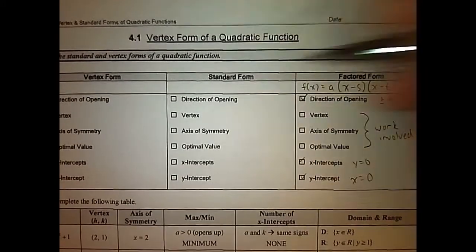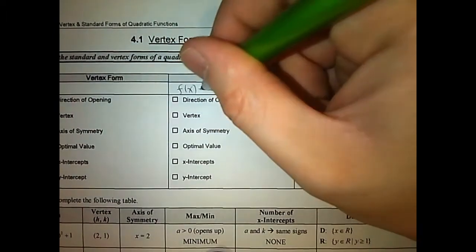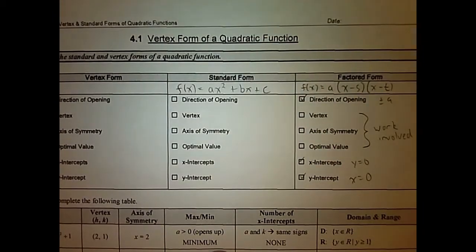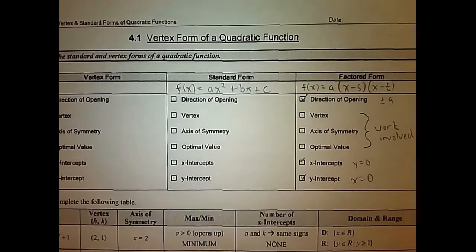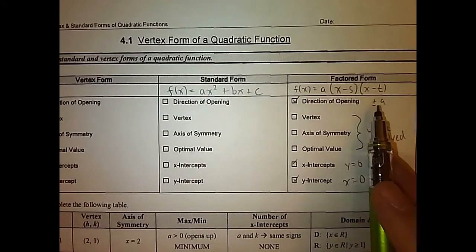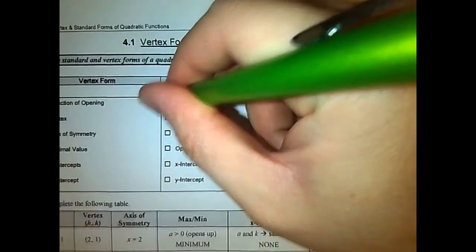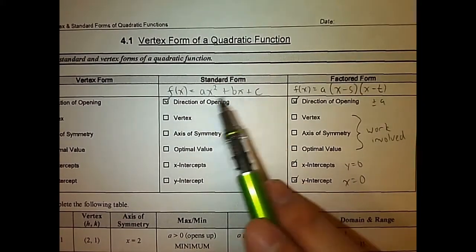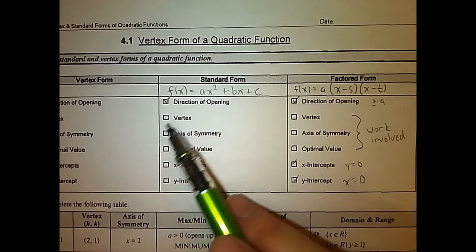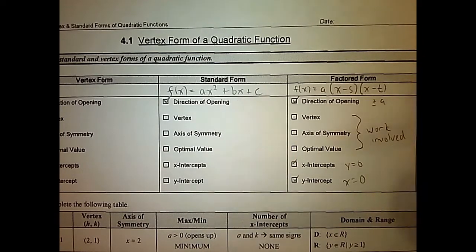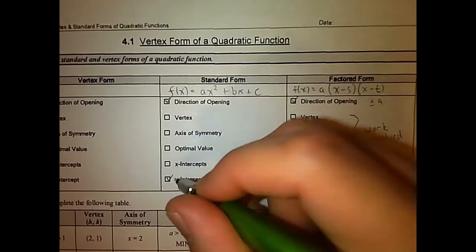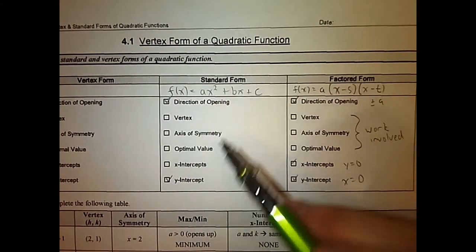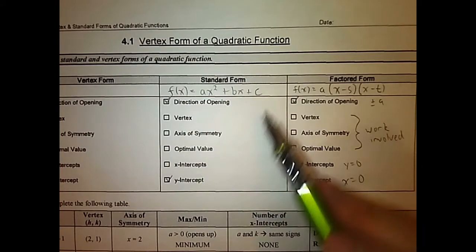Looking at standard form, our equation was ax squared plus bx plus c, like this. Can we figure out the direction of the opening? Same as over here. As long as we know it's positive or negative, yeah, we can figure out the direction of the opening. Can we figure out the vertex? Not just by looking at it and not by doing some work. We have to do a lot of work involved to get this information. X and y intercepts? Yes, we can get the y-intercept pretty easy because you just make x equal to 0. But for the x-intercepts, we have to do a little bit of work. So not so clear from standard form.